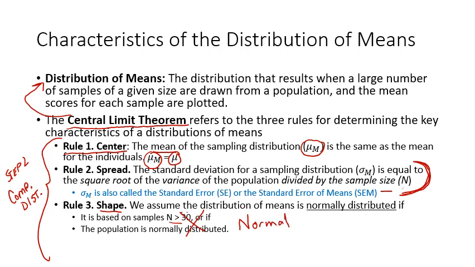So, rule 1, the center, there is no change. You're still going to write mu. The shape, no change. You're still going to write normal. The spread, we're going to use a formula that we'll define in the subsequent slides. But first, we're just going to look a little more closely at shape on the next slide.